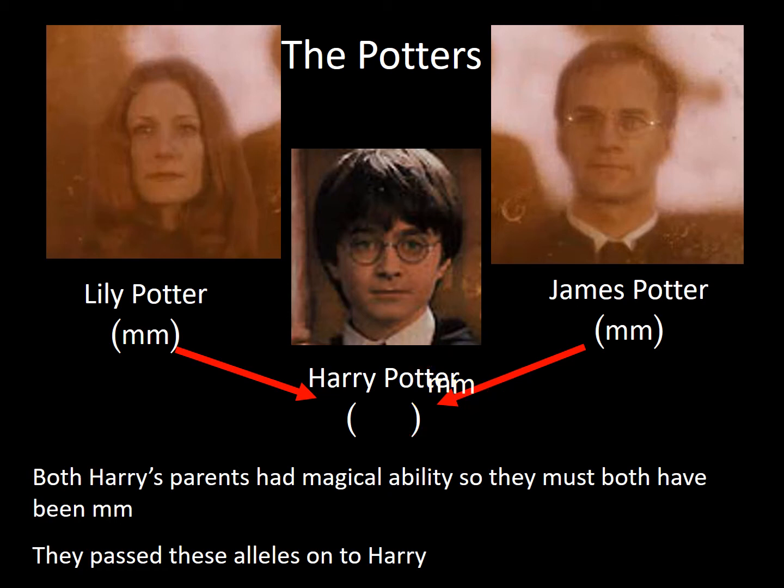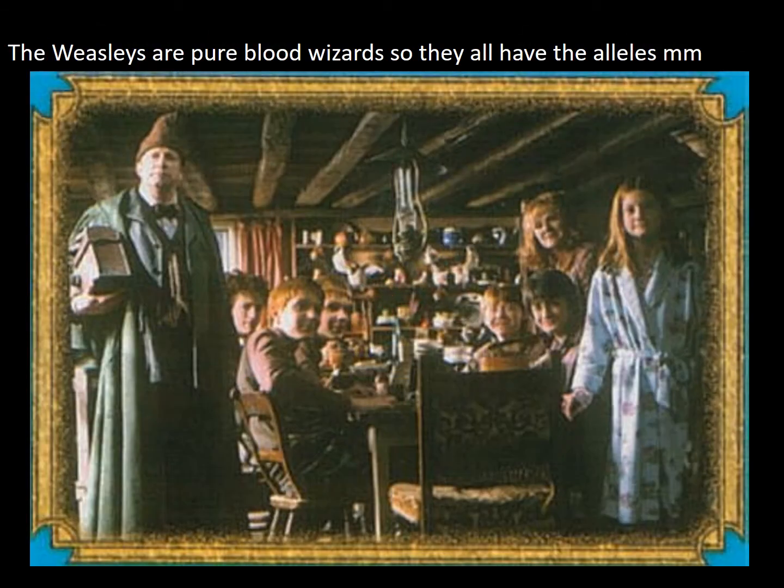So both Harry's parents had the magical ability, so both of them had to be little m, and they passed that on to Harry. The Weasleys are all purebloods, so they have a pureblood family, so they are all little m. They all have the wizard allele.